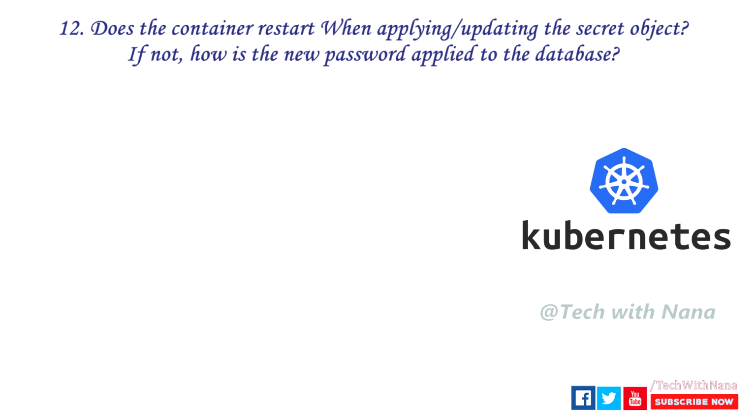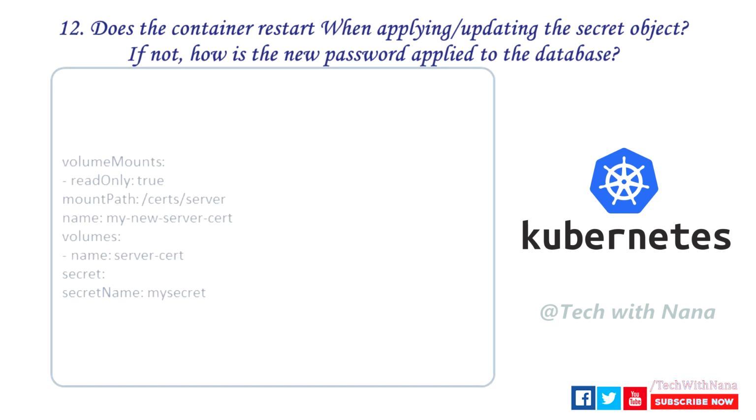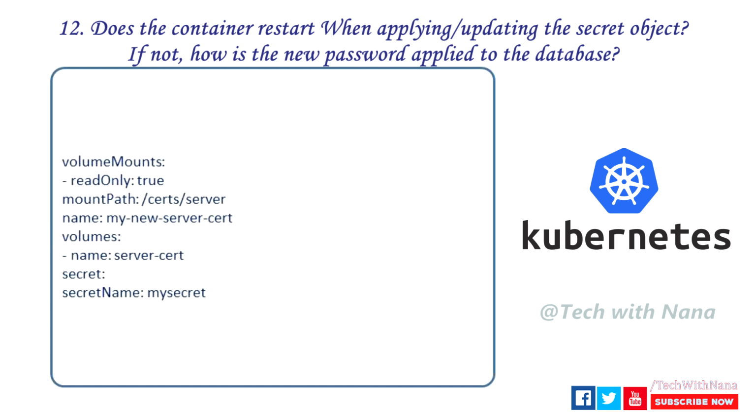Does the container restart when applying or updating the secret object? If not, how is the new password applied to the database? If you are mounting the secret as a volume into your pod, when the secret is updated, the content will be updated in your pod without the pod restarting. It's up to your application to detect that change and reload, or to write your own logic that rolls the pods if the secret changes.